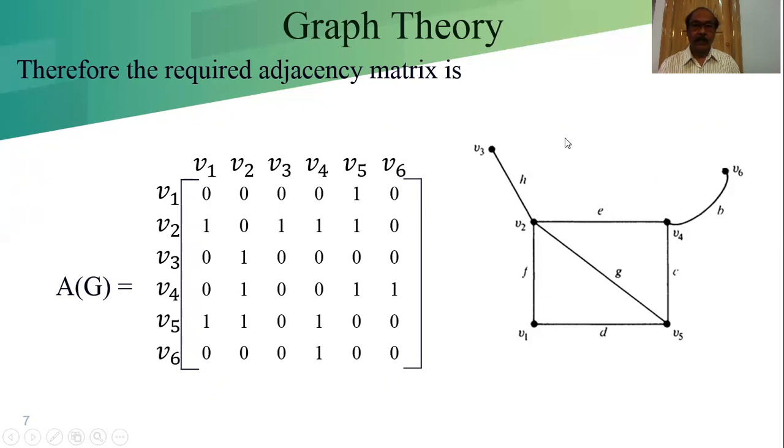Now third, V3 is only connected to V2. In the same way, V3 is only connected to V2. So this is symmetric.